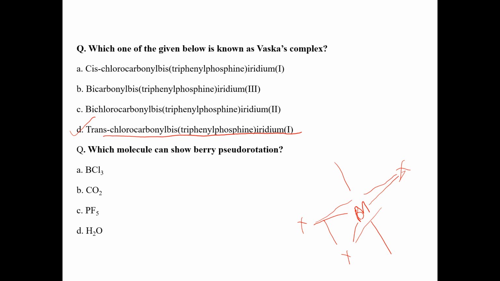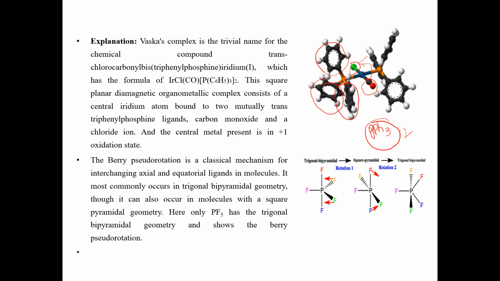Okay, so you can see here only PF5 is a trigonal bipyramidal type of molecule, so it will show Berry pseudo rotation. Here the same thing is shown. After rotation you can see this red fluorine has gone to this place, and this green fluorine has gone to this place, and similarly for the others. So axial changes to equatorial and equatorial changes to axial.